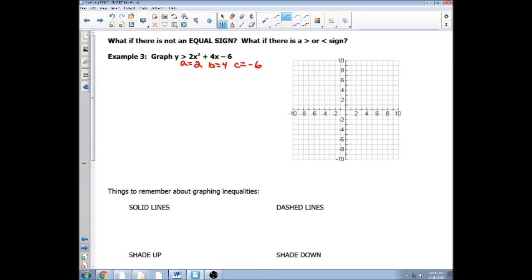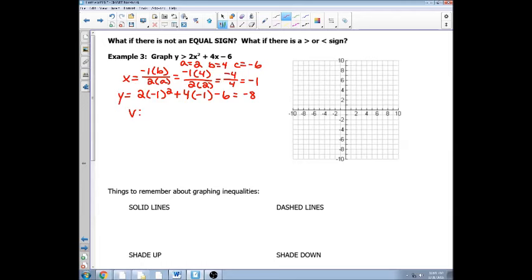So our next step would be to find our x value. So it'd be -1 times my b over 2 times my a. My b is 4, so it's -1 times 4 over 2 times 2. So it'd be -4 over 4, which would be -1. To find my y, I'm going to take -1 and plug it back in my equation. So it'd be 2 times -1 squared plus 4 times -1 minus 6. If you type that into your calculator, you'll end up with -8. You should be able to do that without a calculator, but I do allow you to use them. So my vertex then would be -1, -8.